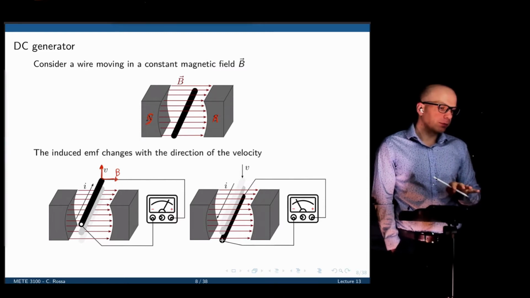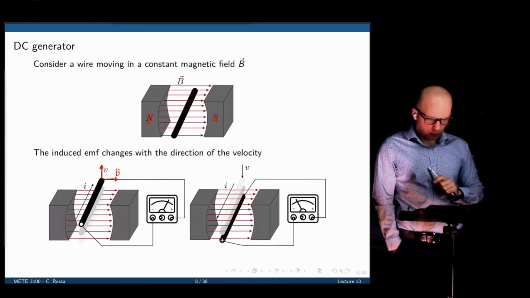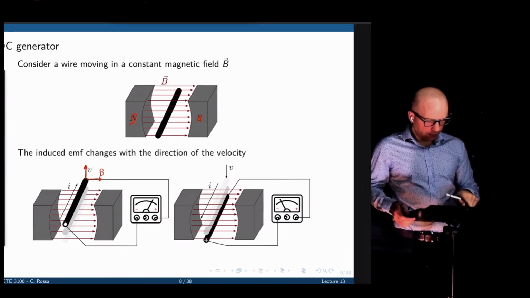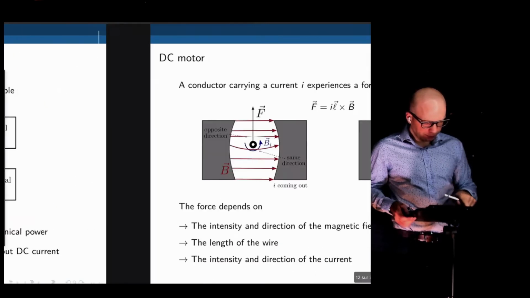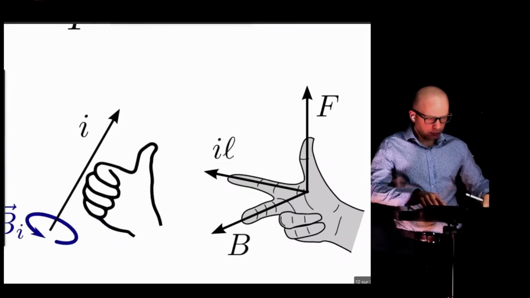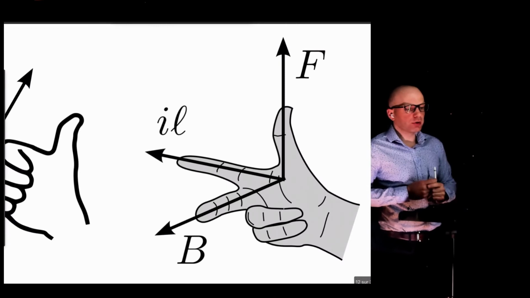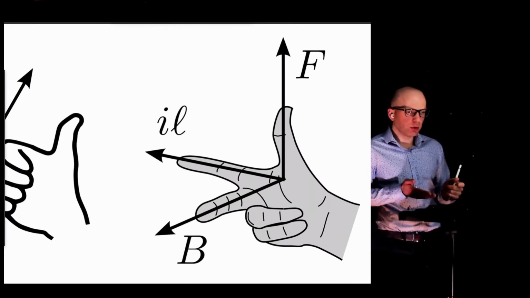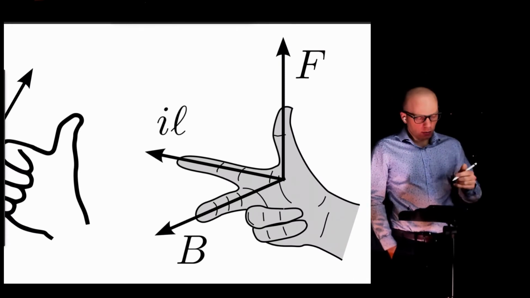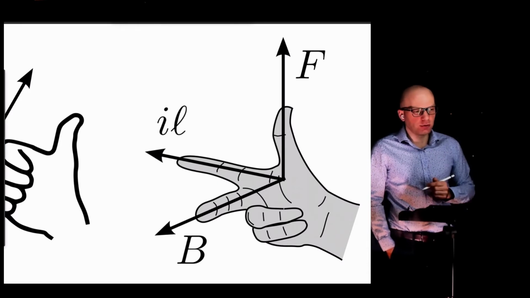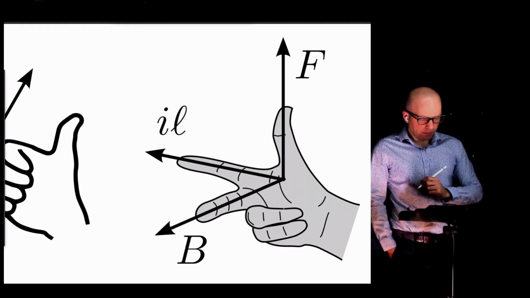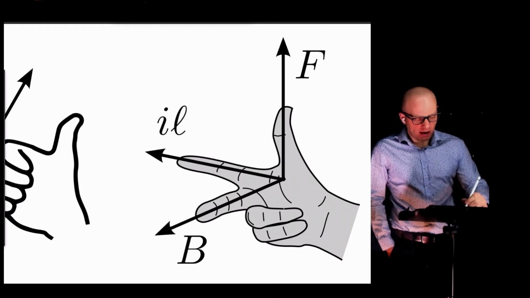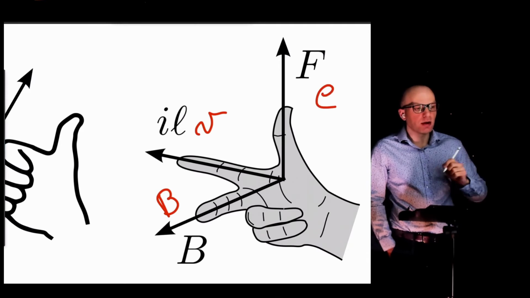Yeah. Could you explain the hand rule again? Yeah, so this is a right-hand rule for the force. So if you want to do a cross product between these three, we have I, B, and L, that gives you F. If you want to calculate the EMF, this would be V, B, and the EMF.